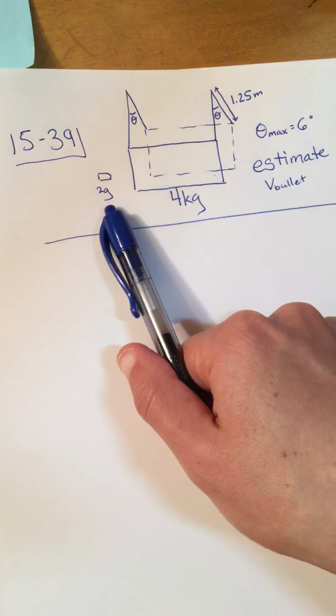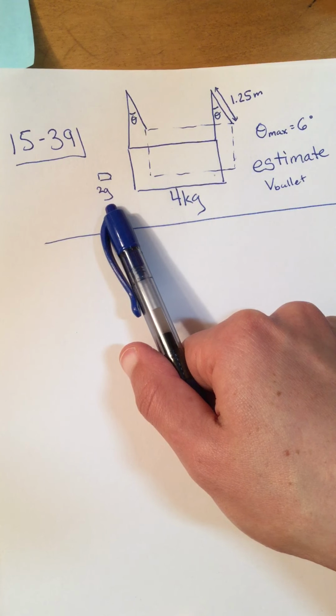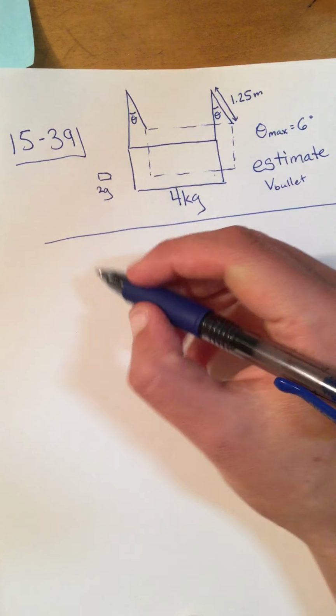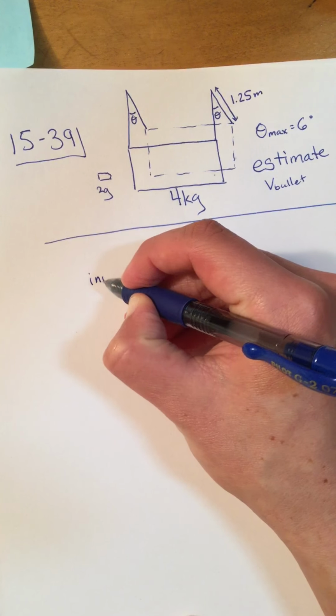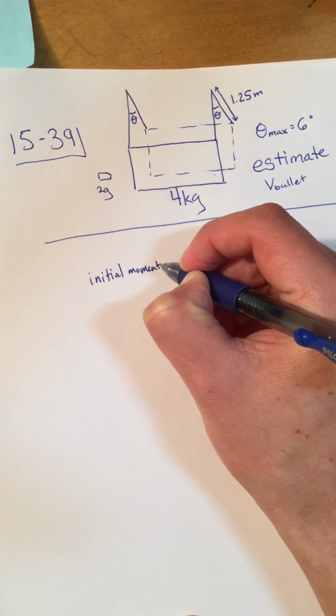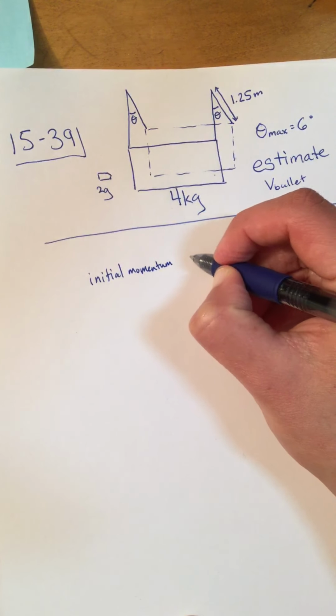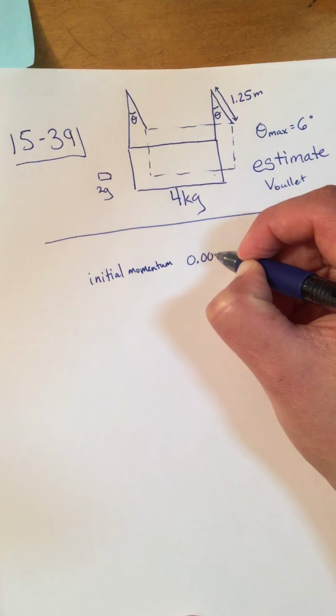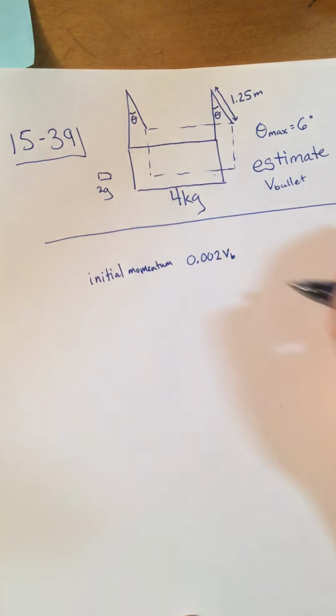So the momentum that we have is just coming from the bullet, which is 2 grams. So the initial momentum is the mass of the bullet times the initial velocity of the bullet.